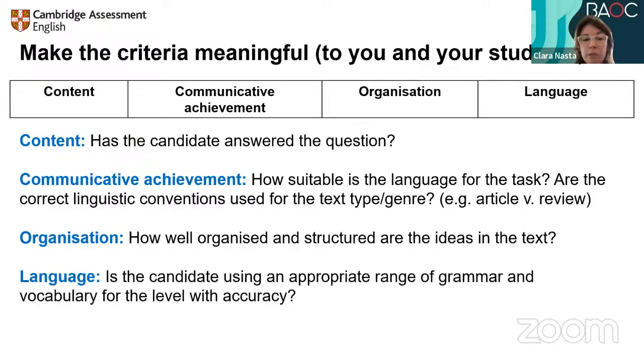Well, and then language. Is the candidate using appropriate range of grammar and vocabulary for the level? The level is always very important. I mean, you always have to bear in mind which level you are correcting to be able to decide whether the language is appropriate or not.